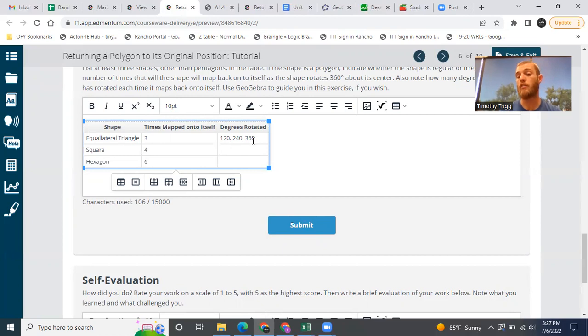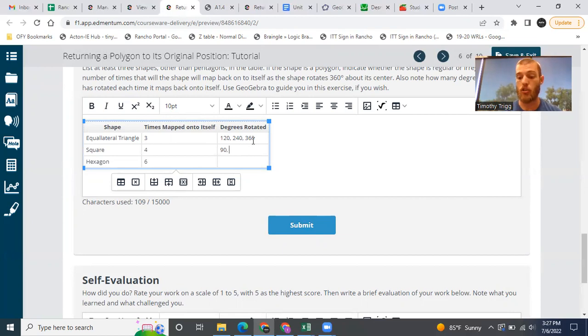So these are the different degrees of rotation to map an equilateral triangle onto itself. What about for a square? All right, so there should be 4 angles here in this one. So we take the 360 divided by 4 to give us 90. That's the first angle of rotation where it'll map onto itself.